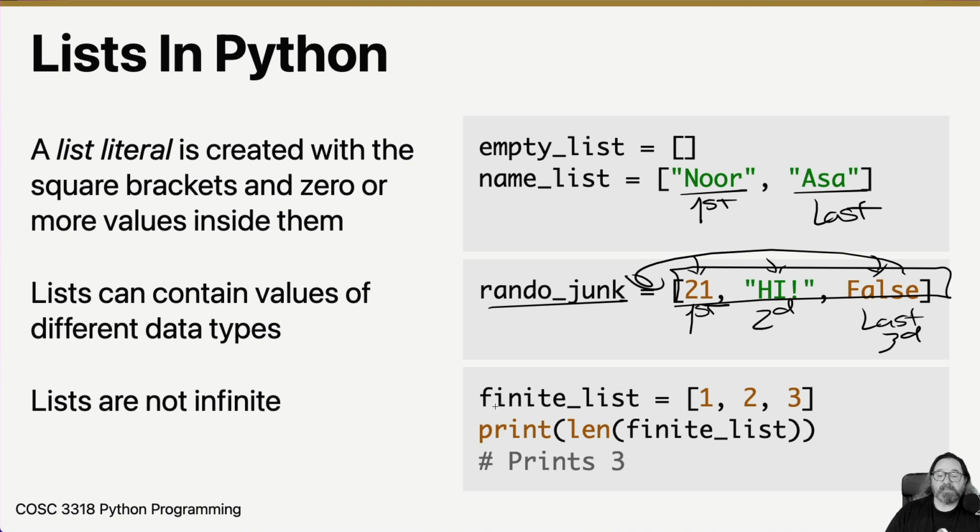Finally, lists are always finite. So you can't make an infinite list. You can have infinite things in Python, but they're not lists. The reason why is, how do you type an infinite number of things inside these square brackets? You can't. So that's it. Lists are finite.